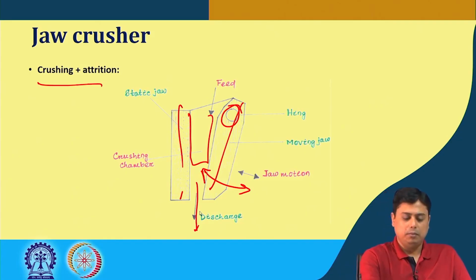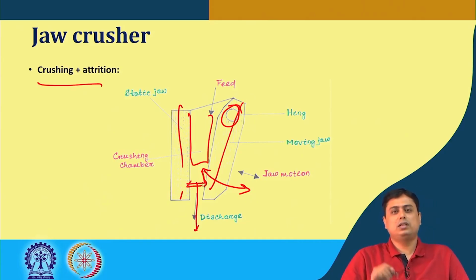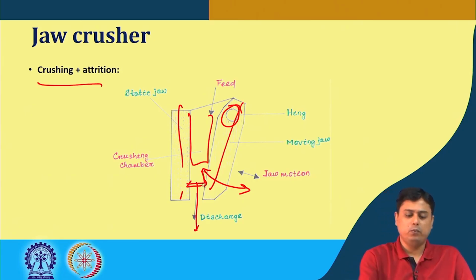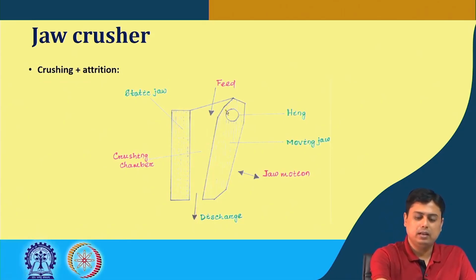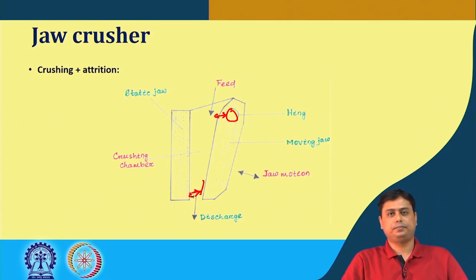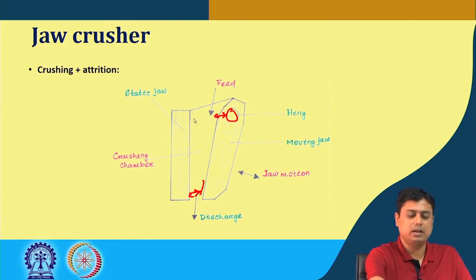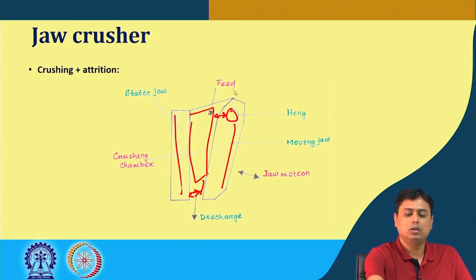We mentioned that based on the distance between these two jaws, the discharge particle sizes are influenced. So, depending on the size that we require, we can adjust this hinge position, and then this gap will be automatically adjusted. So, here this portion is the crushing chamber, this is the static jaw, another is the moving jaw, the feed comes here and the discharge goes out.